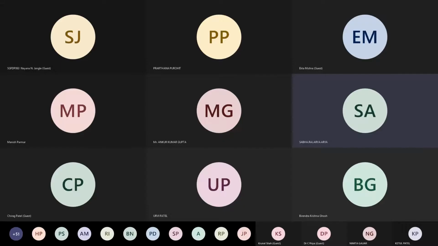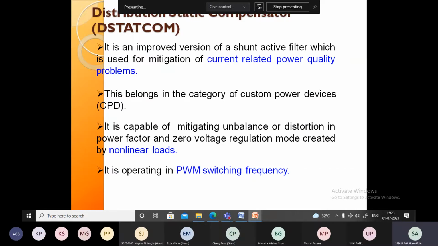DigitalCom you can connect in shunt manner, and DVR you can connect in series manner. In that case, maybe one more point is there. So what is DigitalCom? What is the shunt active filter? Maybe we can say DigitalCom is the advanced version of shunt active filter. We can say simply like that because it has more functions.